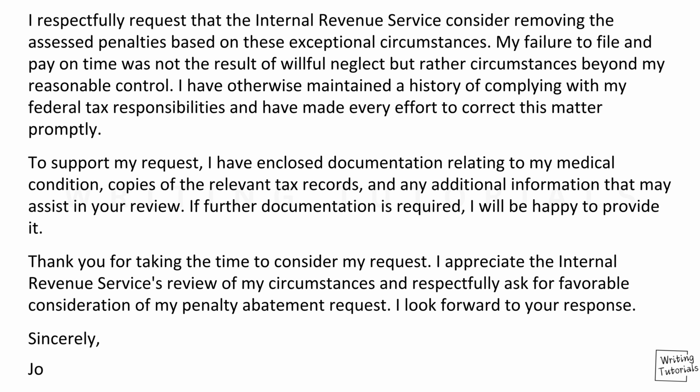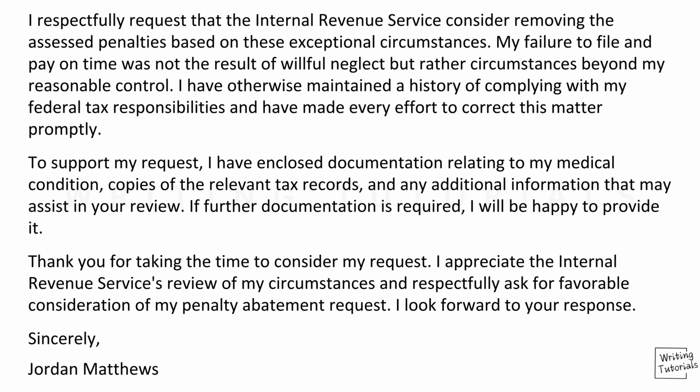Finally, close your letter with, "Sincerely, Jordan Matthews." Using a formal closing followed by your name completes the document professionally. If you're mailing a printed copy, remember to sign your name above your typed name before sending it.